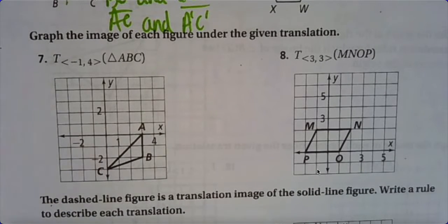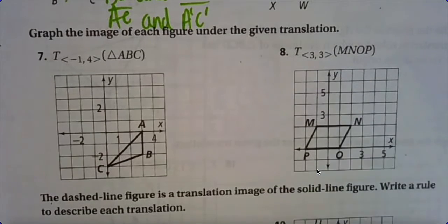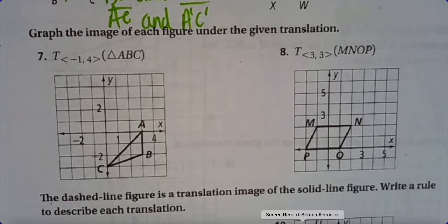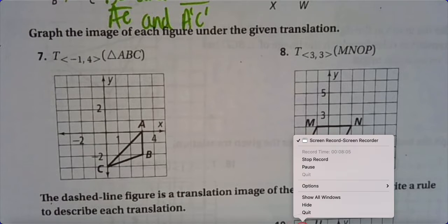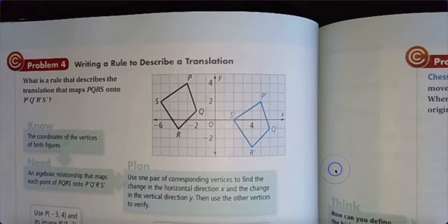All 3 points. Where's number 8 taking you? You're going over 3, up 3. Right 3 and up 3. All 4 points. If I were you, I like colored pens, so I would do them in a different color. It doesn't matter though. Anyway, do number 7 and 8. They just want you to graph your new image on that same graph. A little bit more to it.